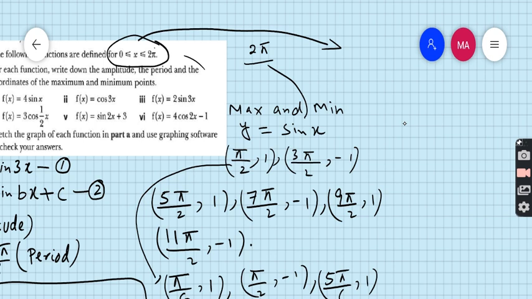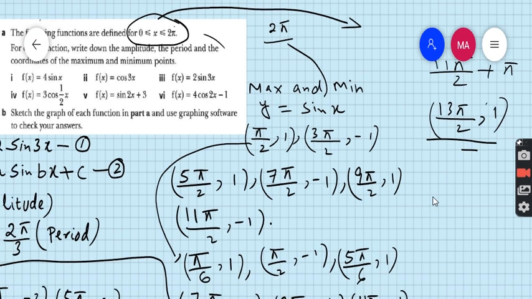Our last value is 11 pi by 2, giving 1. But if I take one more value, for example 11 pi by 2 plus pi, which will give us 13 pi by 2, and if you find sine 13 pi by 2 with the help of a calculator, you will get 1. Kindly note this value. I will show this value is wrong. This value is beyond our 2 pi.